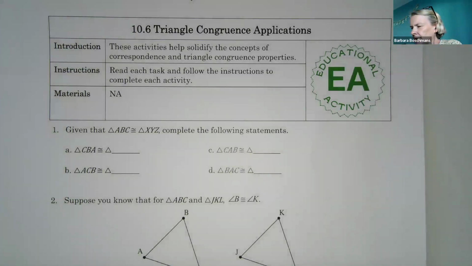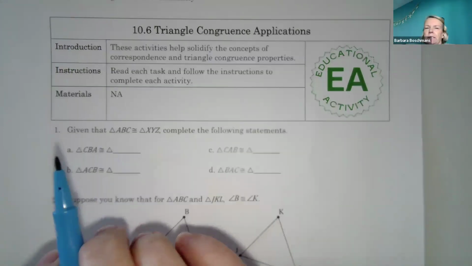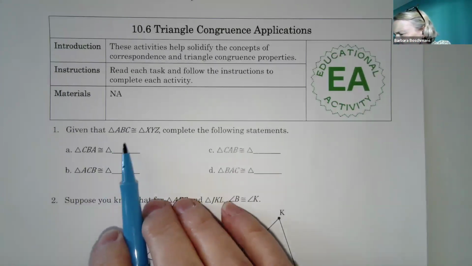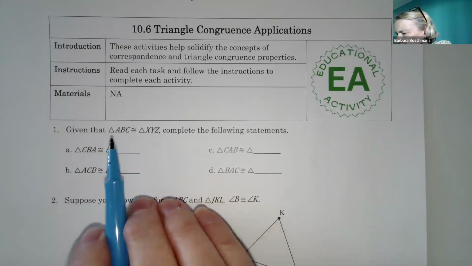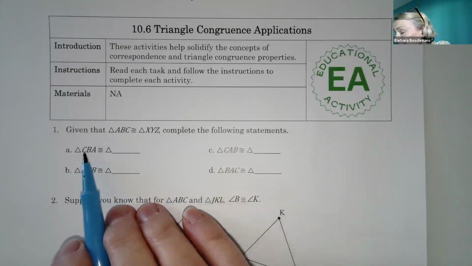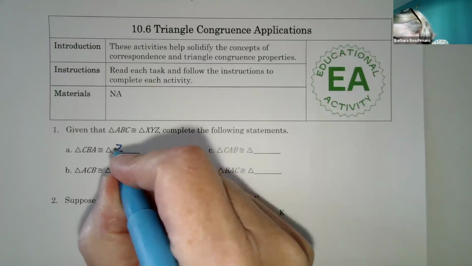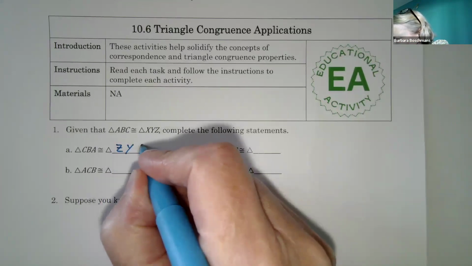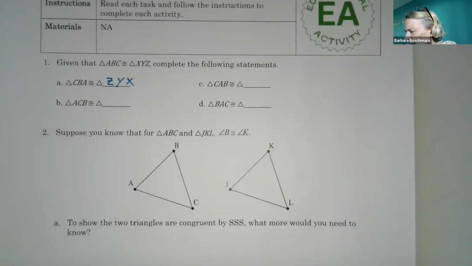Activity 10.6, triangle congruence applications, are more typical problems for triangle congruency. Number one is all based on the fact that the order of the letters matters. If you have triangle ABC congruent to triangle XYZ, that means A corresponds to X, B to Y, and C to Z. So triangle CBA would then be congruent to triangle ZYX. You would reverse the order of the letters.